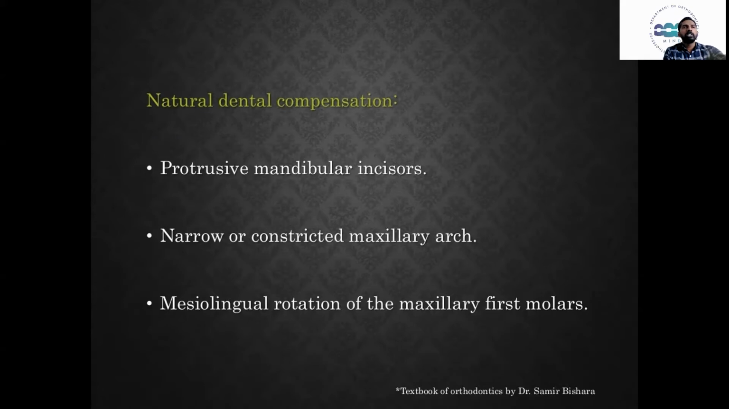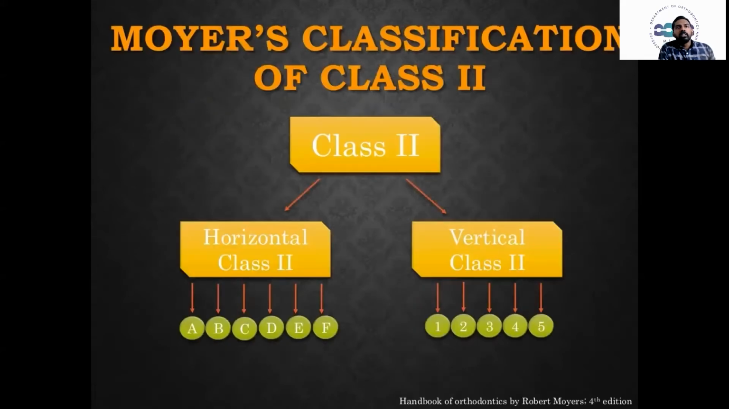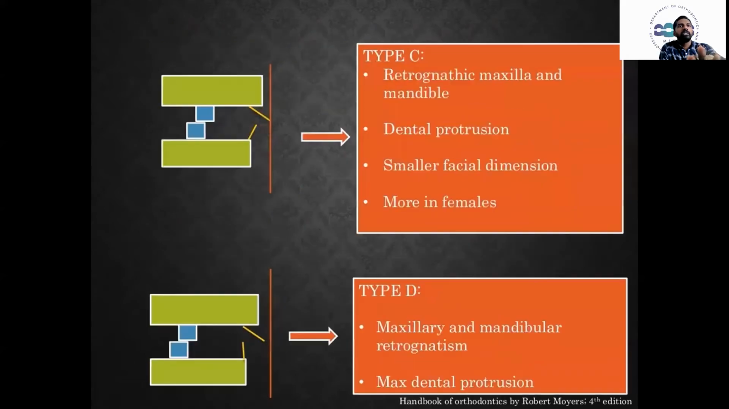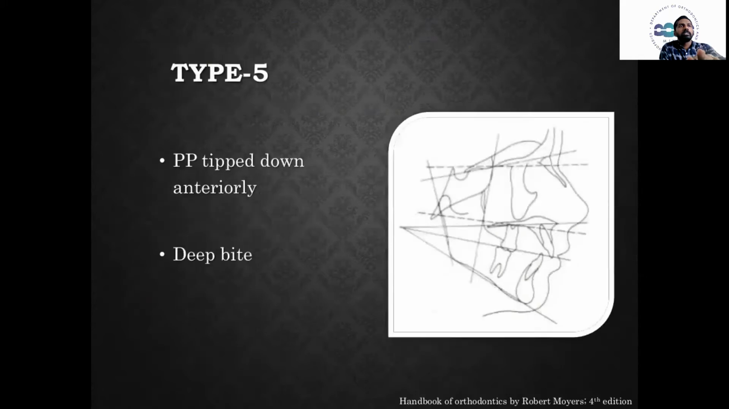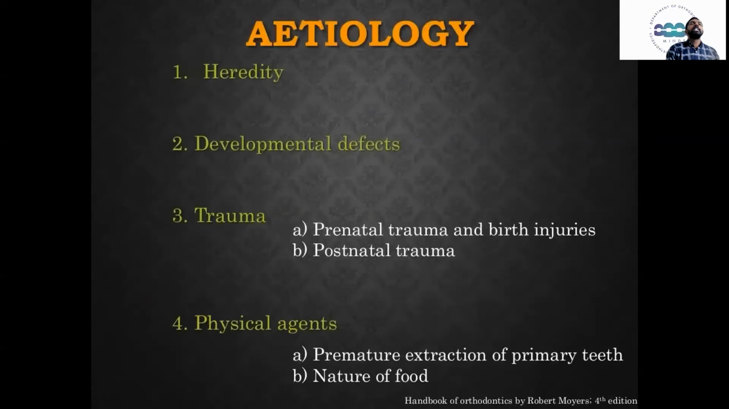What are the dental compensations? If the mandible is retrognathic or backwardly placed, there will be proclination of the mandibular incisors. There will be constriction of the maxillary arch. There will be mesiolingual rotation of the maxillary first molar. These are all the natural dental compensations for a skeletal class 2 malocclusion. Moyers classified class 2 into horizontal and vertical types. Let's get into the etiology.